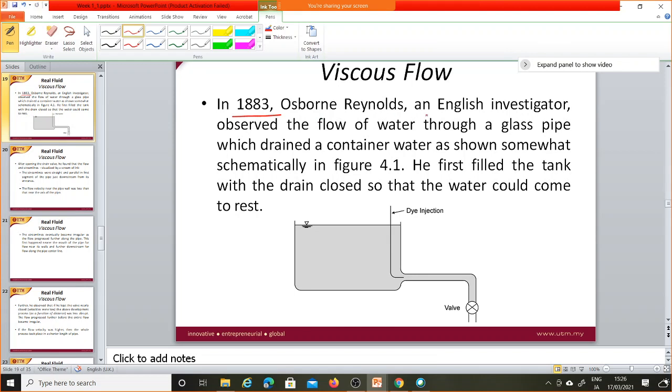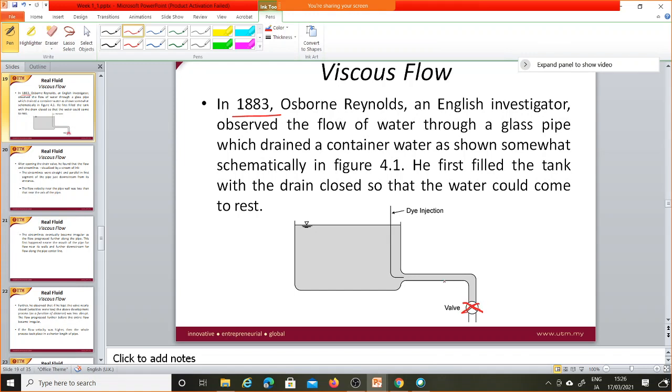In 1883, Reynolds, an English investigator, observed the flow of water through a glass pipe. I'm just reading, then I will explain. A glass pipe drained a container of water. So it has some arrangement like this: a container full of fluid, and some outlet where it can go out, and then there is a valve. He can control the flow rate with this valve.